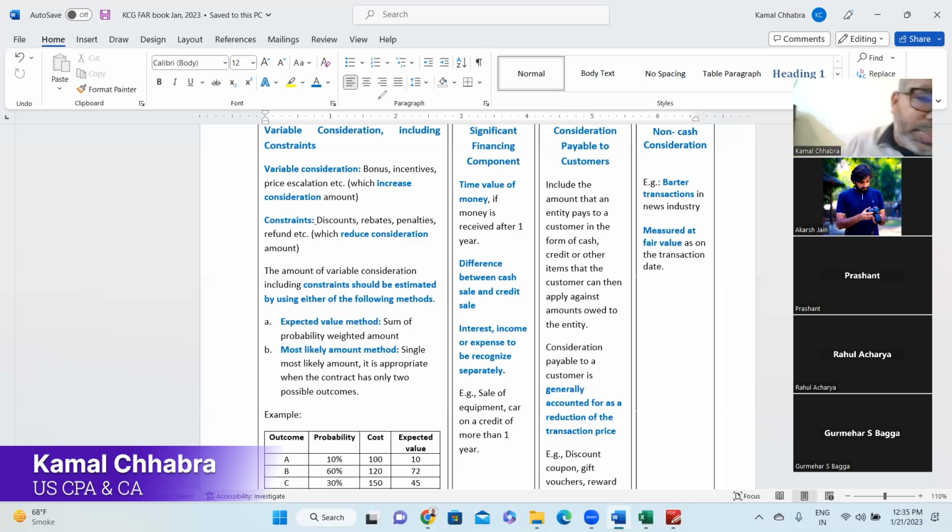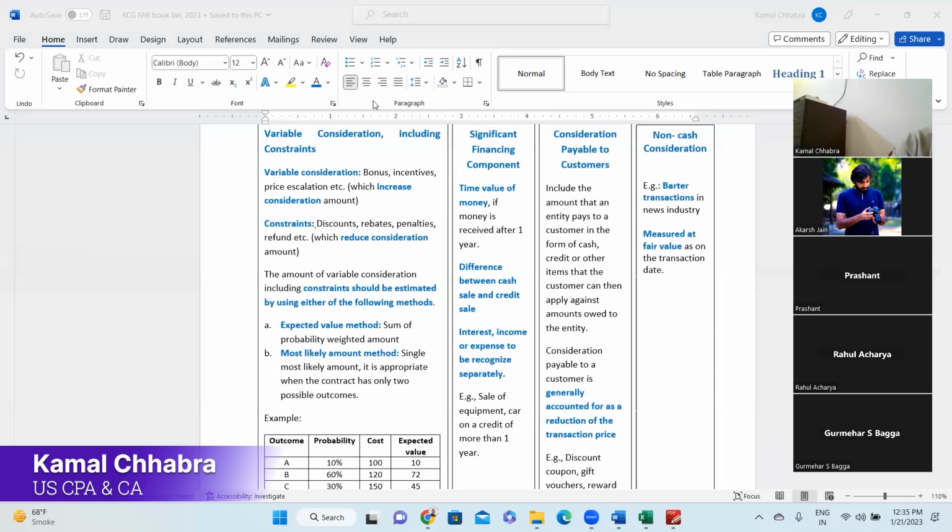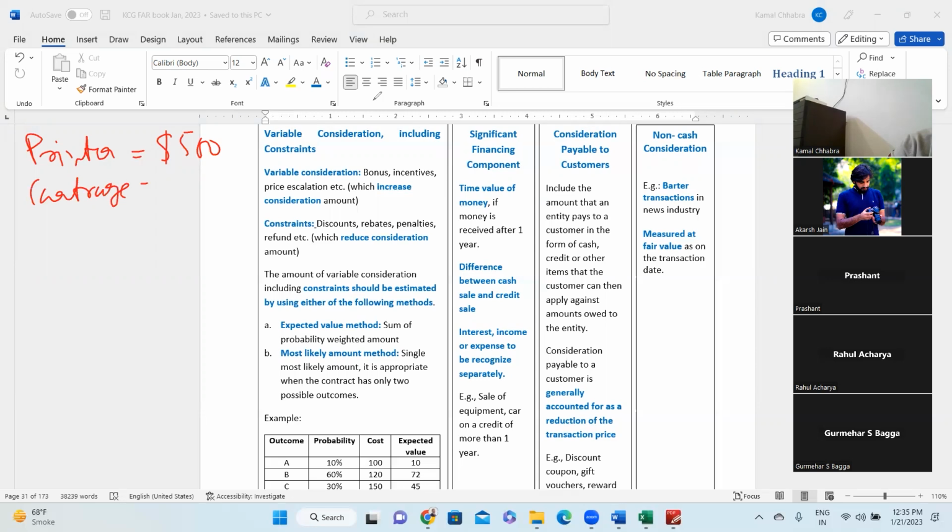So let me draw the same example. Printer, once again, let's assume is $500. Cartridge, let's assume $30 each, right? And you got 50% off on cartridge, right? That means you can purchase this at $15, right?